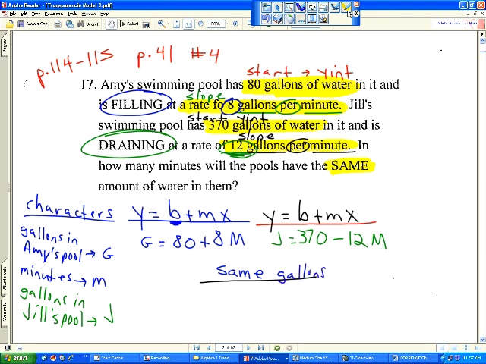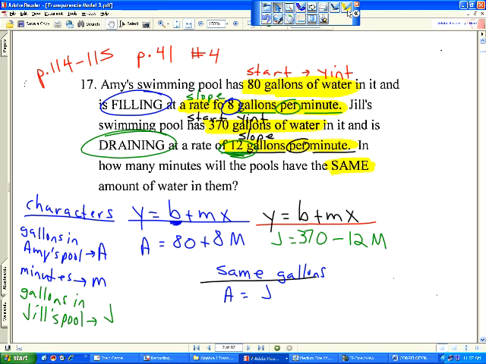When will they have the same amount of water in the pool? When will the number of gallons that Amy has, why did we call her G? That was weird. We should have called it A if we're going to call Jill J, right? Sorry about that. So the number of gallons that Amy has, A, needs to be equal to the number of gallons that Jill has, J. Can't get my people straight.